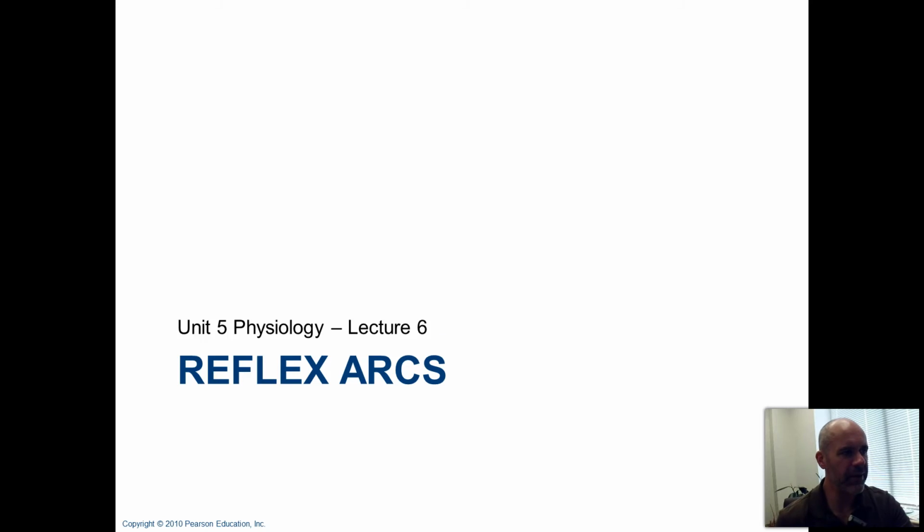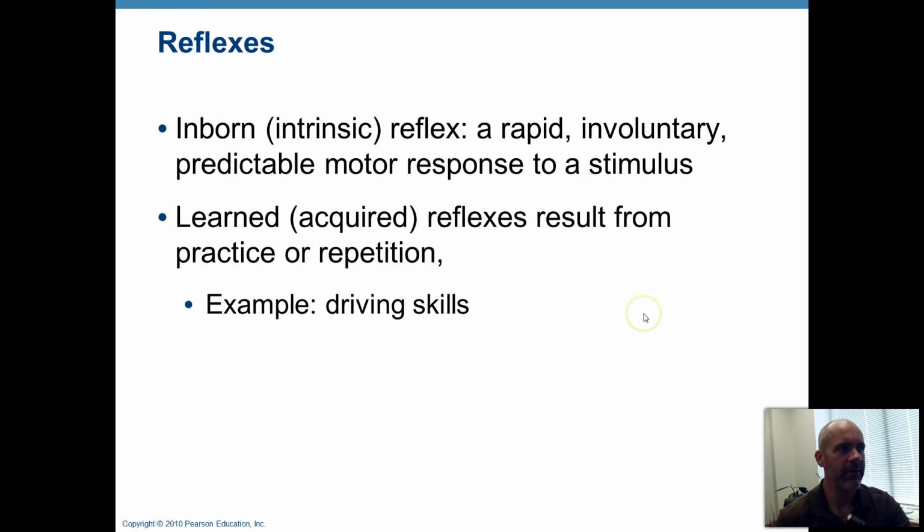Okay, our next topic here in Unit 5 will be about the reflex arc, your reflexes and how those work. This is just part of our neuron networking story, and the reflexes are the simplest examples of networking between neurons within the nervous system. So reflexes can be either inborn or learned reflexes.